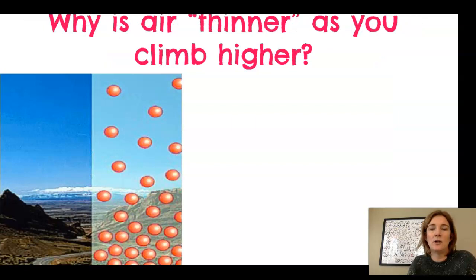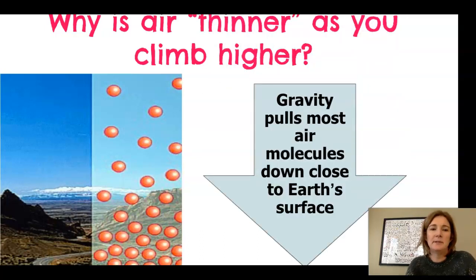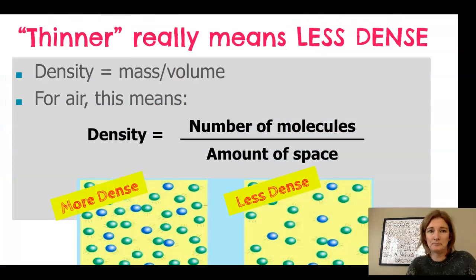All right, so why are there fewer molecules as you go higher? You've probably heard the word thinner with respect to the atmosphere. As you go higher, the air gets thinner, like up in an airplane or up in the mountains. And that is because molecules have mass, even molecules of gas, and we know that gravity pulls on things with mass. So gravity of the planet is pulling the majority of the molecules down towards the surface. So that's why there are more molecules down low and fewer as you go higher.